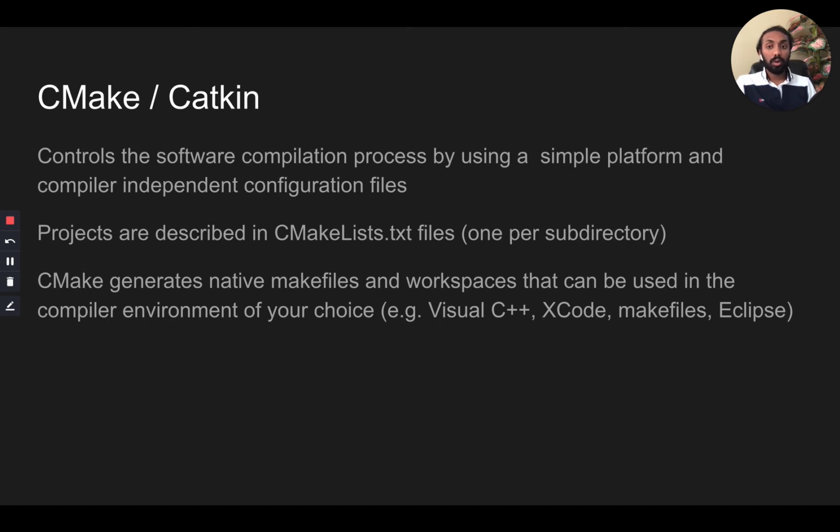So CMake will control the software compilation process, and it'll be described in a cmakelist.txt file that is partially generated but partially written by you. You'll write out some of the things, like some of the libraries that you'll depend on. And CMake will generate some native make files and workspaces that you can use.